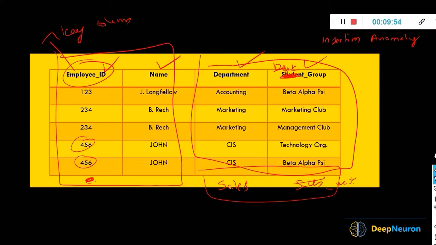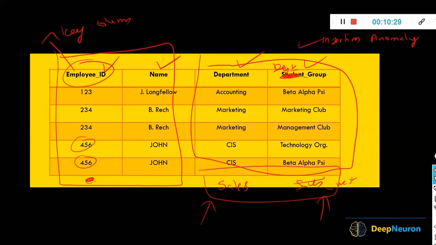In that case, you will not be able to insert the department name alone here, because the employee ID column is a primary key column. It will not allow duplicate records, and also it will not allow blank values. Though you want to insert only these two values, this column is mandatory. If you don't insert the value here, it will not allow you to insert this record. This is one of the problems. So this is called insertion anomaly.